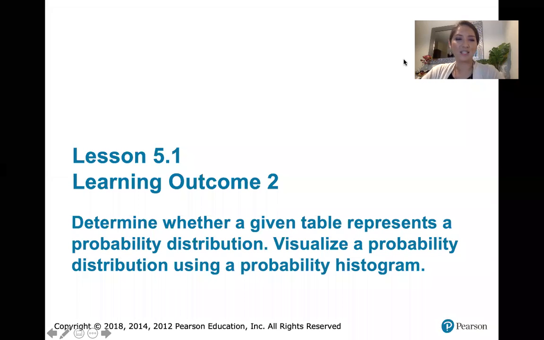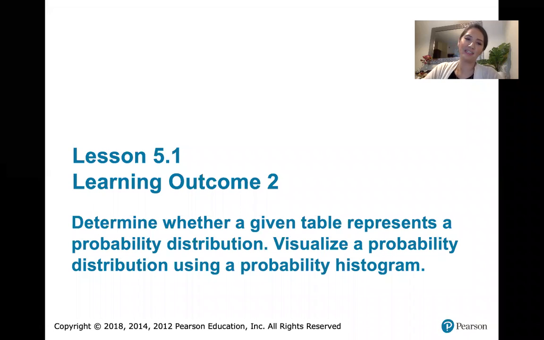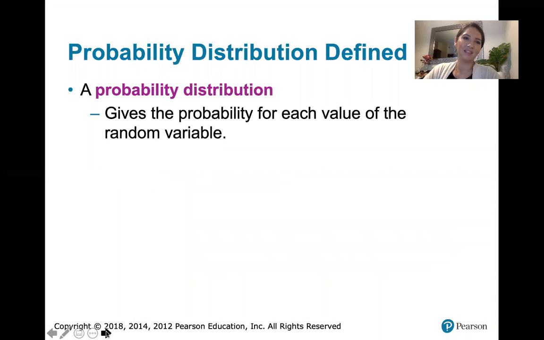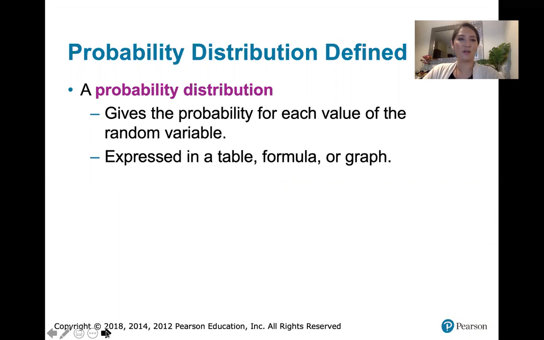In this video, we discuss learning outcome number 2 for lesson 5.1, which is all about probability distributions. Here's the definition. A probability distribution gives the probability for each value of a random variable. It can be expressed in a number of different ways.